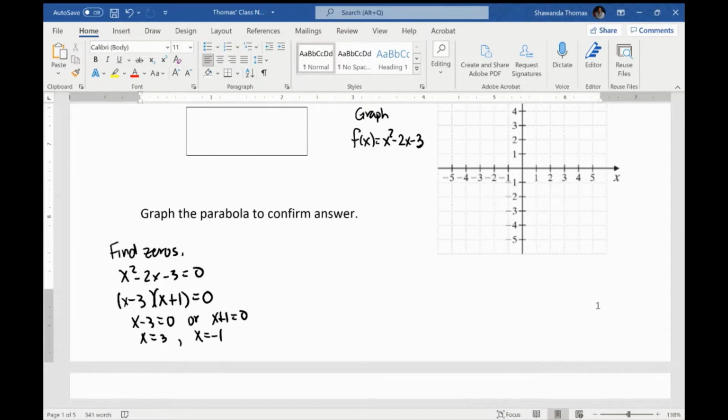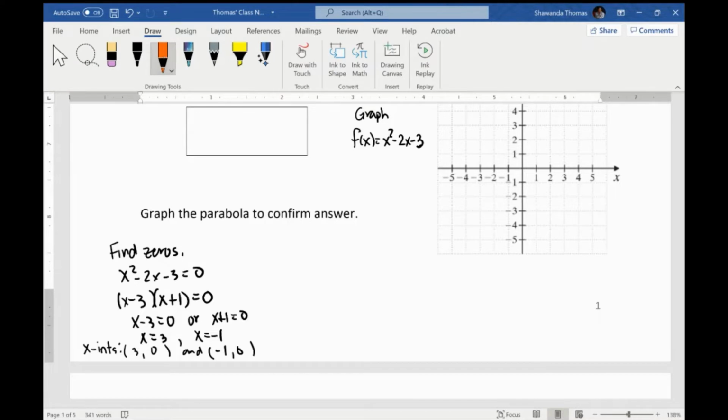So what are the x-intercepts then? 3, 0 and negative 1, 0. Very nice. Let's go ahead and plot those points on the graph. 3, 0 right here. Negative 1, 0. Now, according to this function, what's the shape? Quadratic. How would it look once we finish? Like a U. Very good. It's a parabola and it's U-shaped.